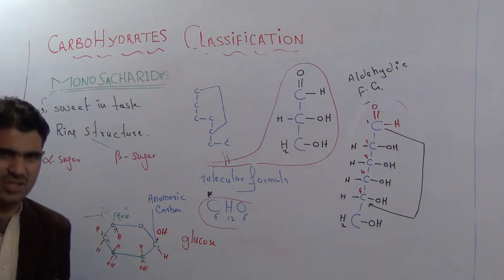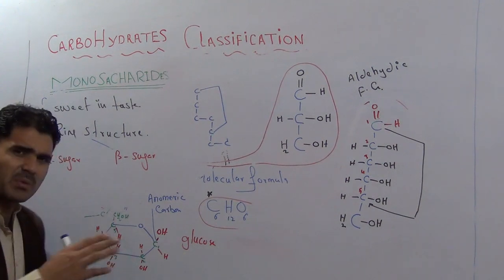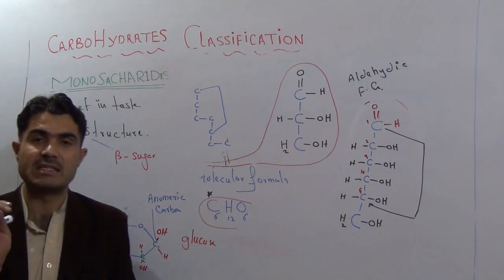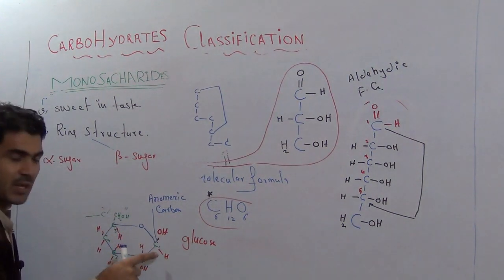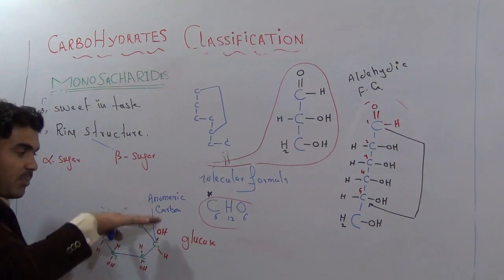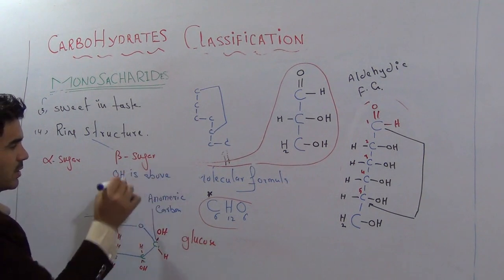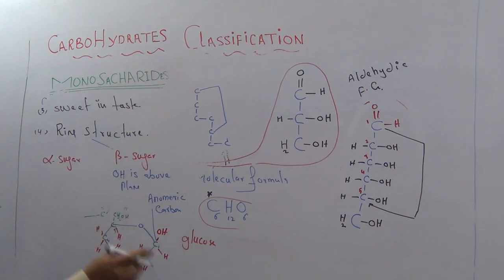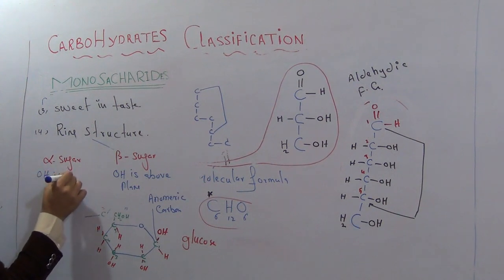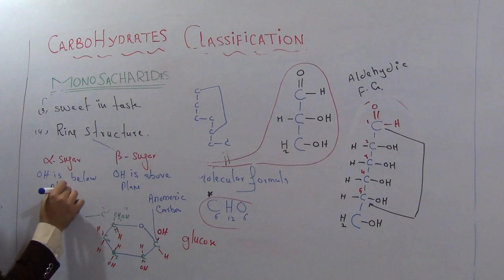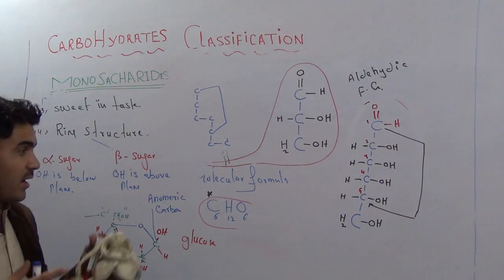All the other carbons do not have such a name except the 4th or 2nd, which are called epimeric carbons, epimers. The epimers will come in the next lecture. The first carbon is called the anomeric carbon. So looking at the anomeric carbon, looking at the OH, if the OH is above the plane, we call it beta sugar. If the OH comes down and H moves up, it will be called alpha sugar. So OH is below the plane.